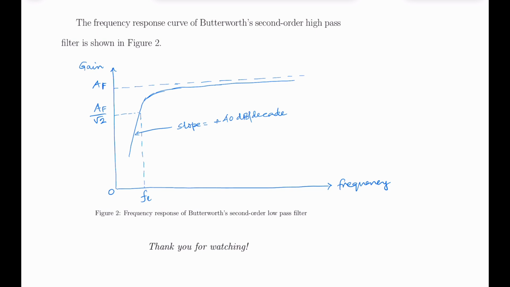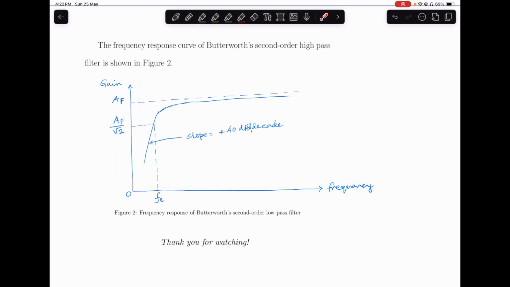So this is all about the Butterworth second order high pass filter. I have shown you how the Butterworth second order high pass filter can be designed, and how to find out its cutoff frequency and the gain equation. Though the equations are somewhat lengthy, I have solved them for your convenience.